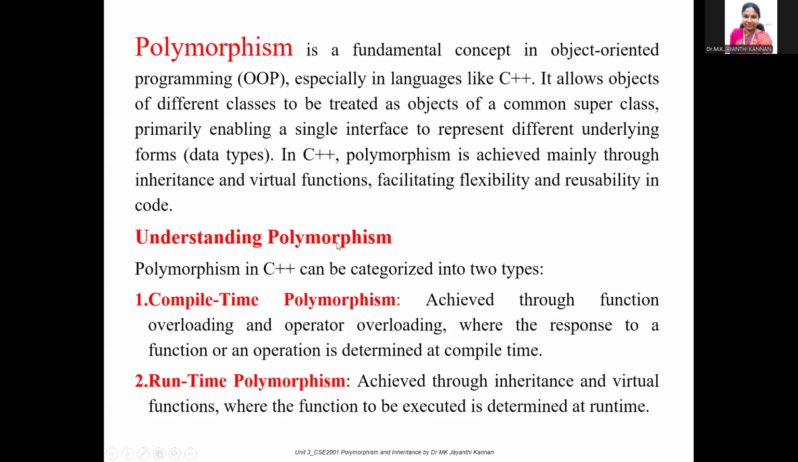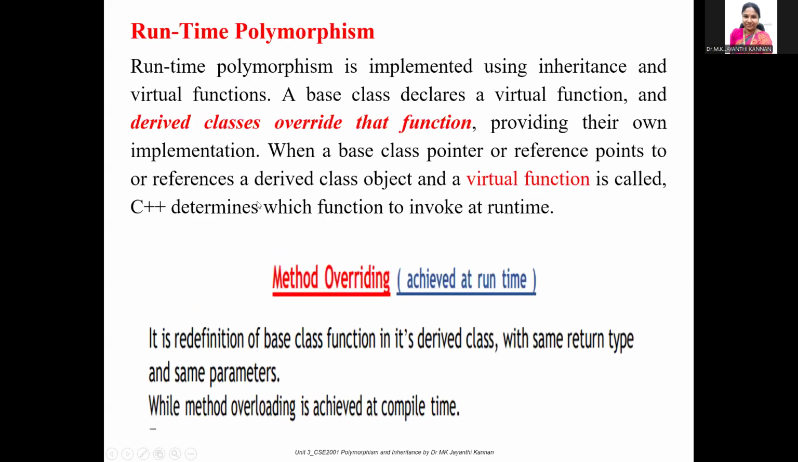Compile time polymorphism is achieved through function overloading and operator overloading, and runtime polymorphism is achieved through inheritance and virtual functions, where the execution is determined during runtime, because we are creating the objects using the new and delete operators at runtime. So runtime polymorphism is implemented using inheritance and virtual functions.